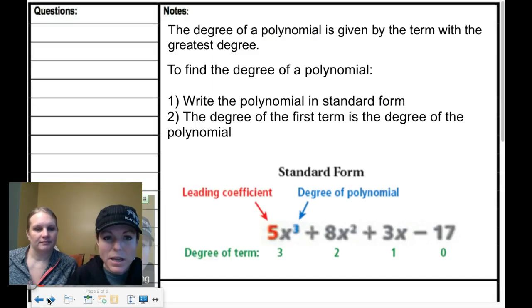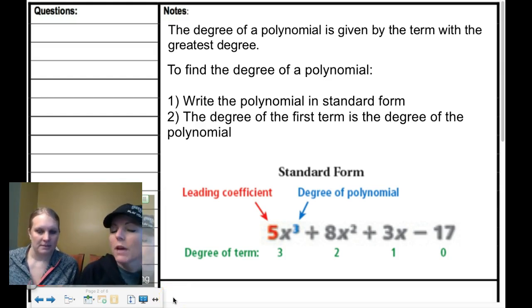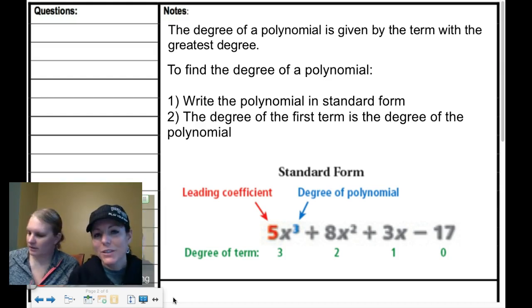Next page. Example 2, we're not quite there, so we have to talk about, we just talked about the degree of a monomial. Remember, a monomial is one term. Now we're going to find the degree of a polynomial. It's given by the term with the greatest degree. So the highest one.